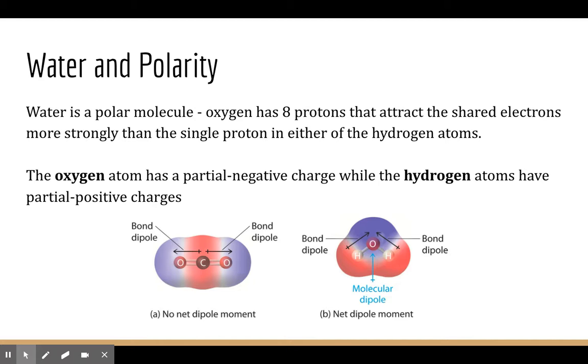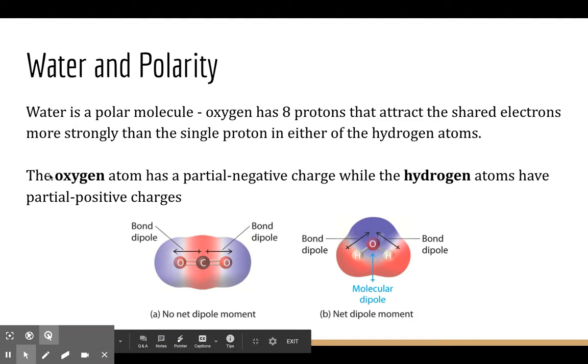Oxygen has 8 protons that attract the shared electrons more strongly than the single proton in either of the hydrogen atoms. So that's the reason why electronegative atoms can pull those electrons. Oxygen has 8 protons, a really highly positive charge in its nucleus. They are attracted to the negative charge. They can pull those electrons towards itself.